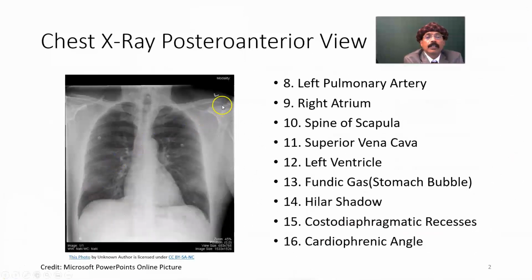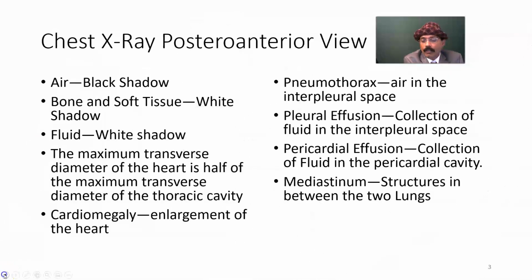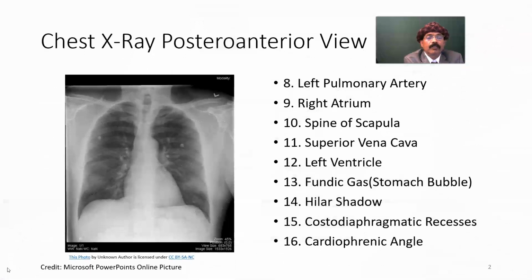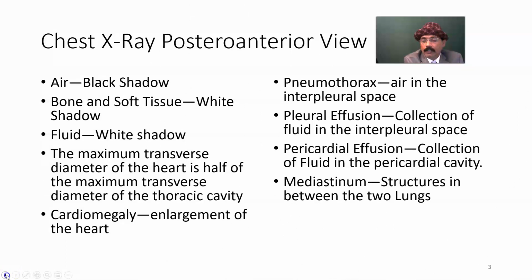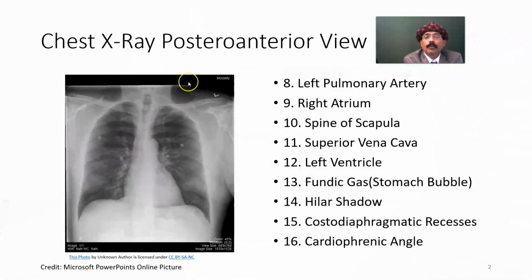Now here is another chest X-ray. Pulmonary trunk and left pulmonary artery should always be underneath the arch of the aorta. Here we get the right pulmonary artery. Then the spine of the scapula. Here is the spine of the scapula, here is the spine of the scapula.